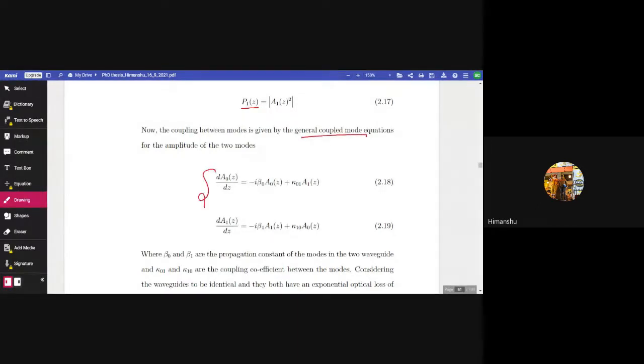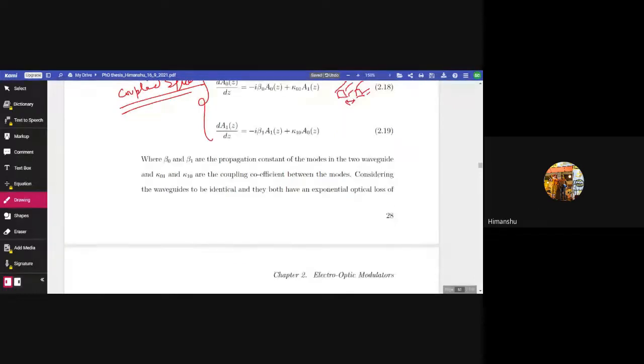This is for waveguide 0. Now for waveguide 1, it is dA1/dz equals minus i beta 1 A1(z) plus k10 A0, where beta 0 and beta 1 are the propagation constants of the modes in the two waveguides, and k01 and k10 are the coupling coefficients between the modes.